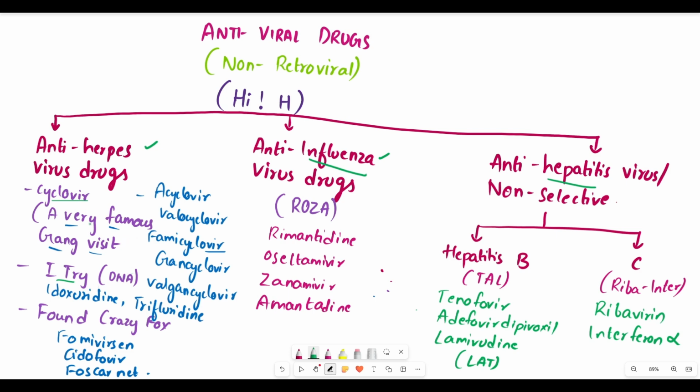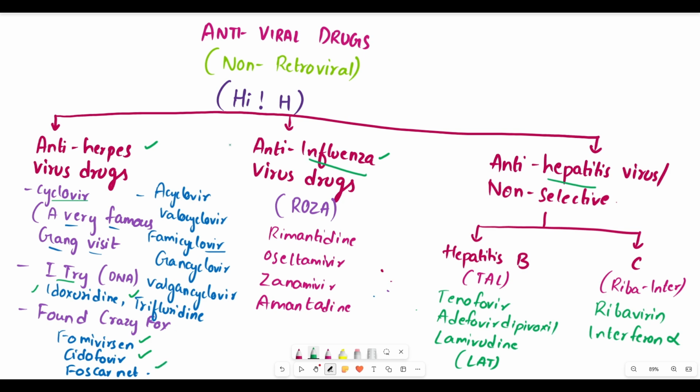In the cyclovir, remember it as a very famous gang visit. A means acyclovir, V means valacyclovir, FAM means famciclovir, GAN means ganciclovir, visit means valganciclovir. And the second part is I try, which means some DNA related drugs. I means idoxuridine. T means trifluridine. And the next part is fox crazy fox. F means it is fomivirsen. C means cidofovir. F means foscarnet.